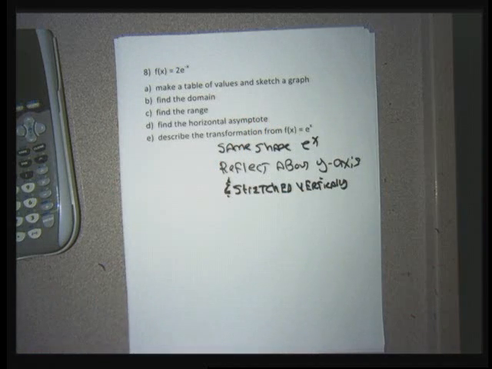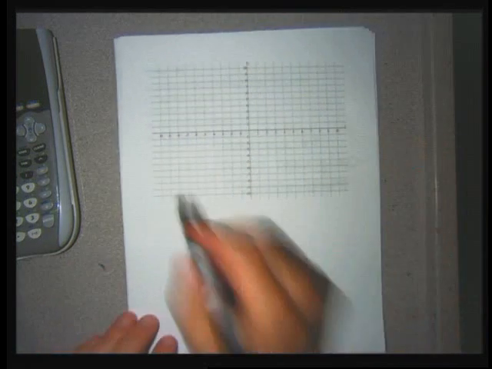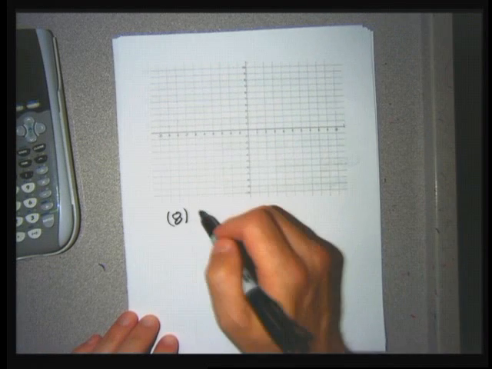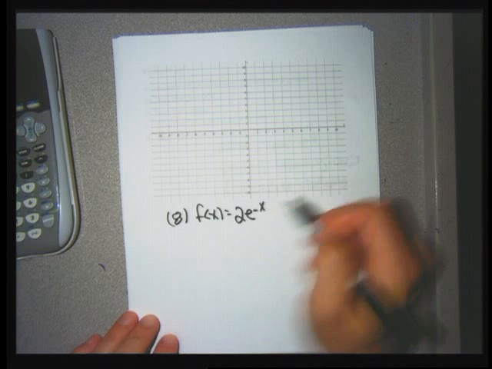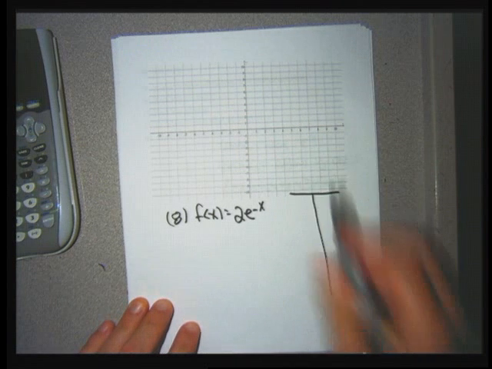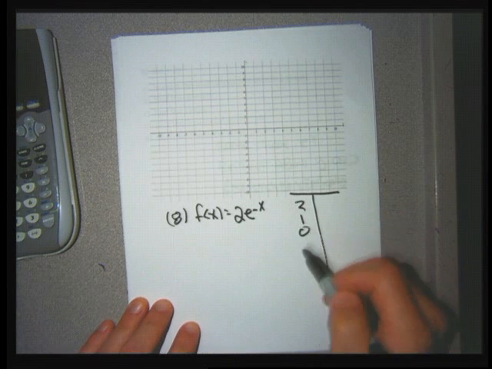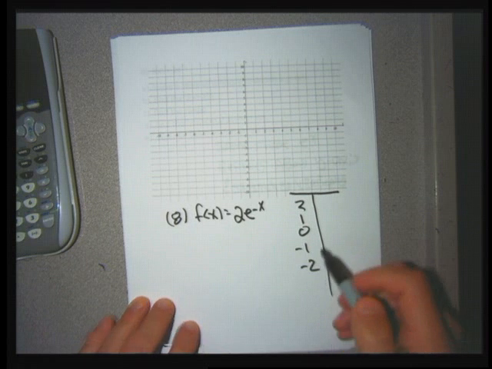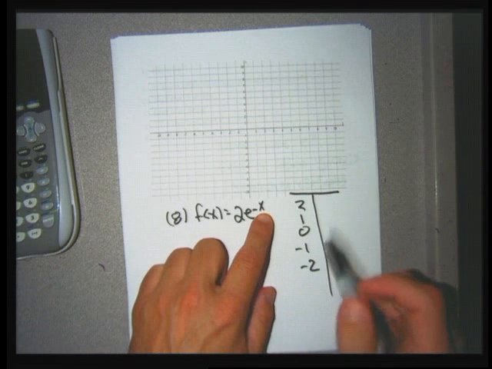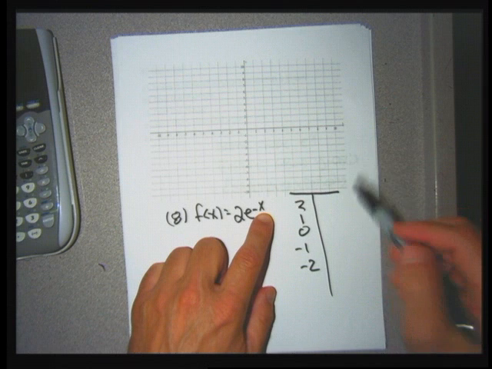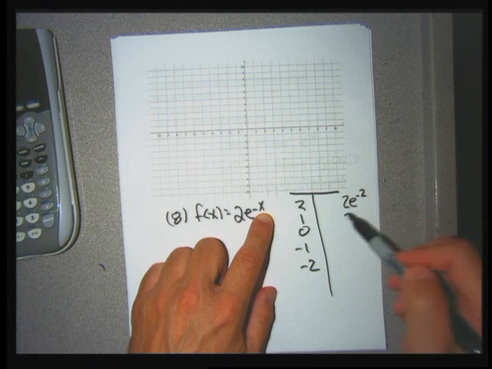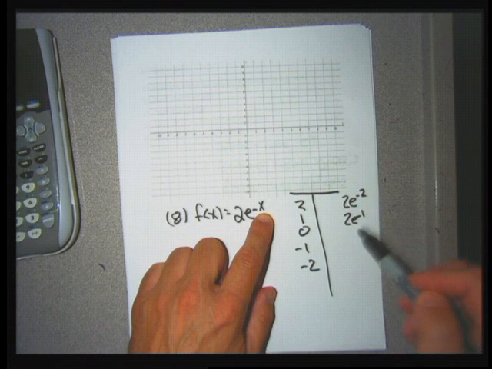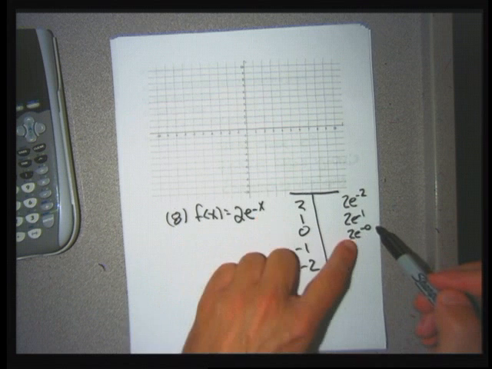So when I go to graph this by hand and get my table of values, this function f of x equals 2e to the negative x, the table I'm going to use is just going to be 2, 1, 0, negative 1, and negative 2. Anytime there isn't a plus or minus after the x in the exponent, this table is going to be okay. So I'm going to go 2e to the negative 2, 2e to the negative 1, 2e to the negative 0, and negative 0 is just 0.